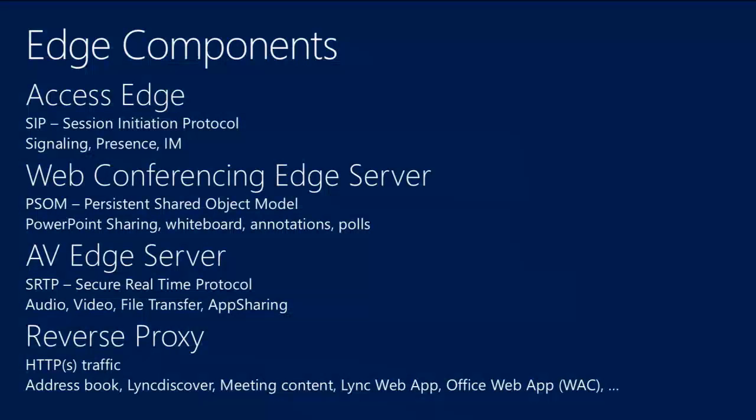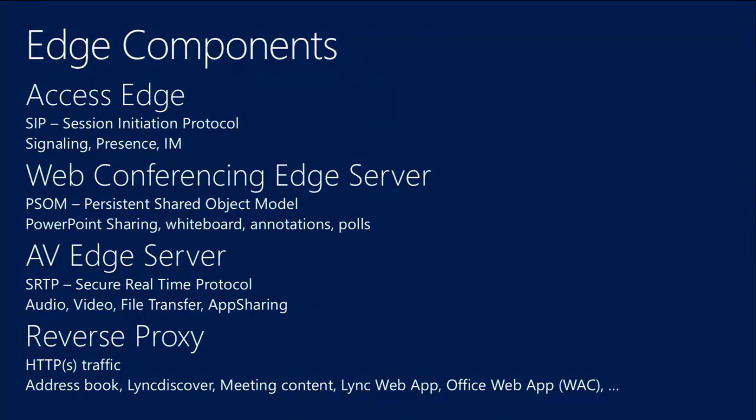This is what's responsible for web conferencing. PowerPoint sharing should have a little asterisk next to it, because the asterisk would be for legacy support, since we have a new role in Lync 2013 called the Office Web App Server. That's actually going to help us with PowerPoint sharing. But if we had legacy clients or 2010 clients, we would utilize Web Conferencing Edge for PowerPoint sharing. We still continue to use the Web Conferencing Edge for whiteboards, annotations, and polls because all of that is done via PSOM, which travels through the Web Conferencing Edge service that lives on the Edge server.